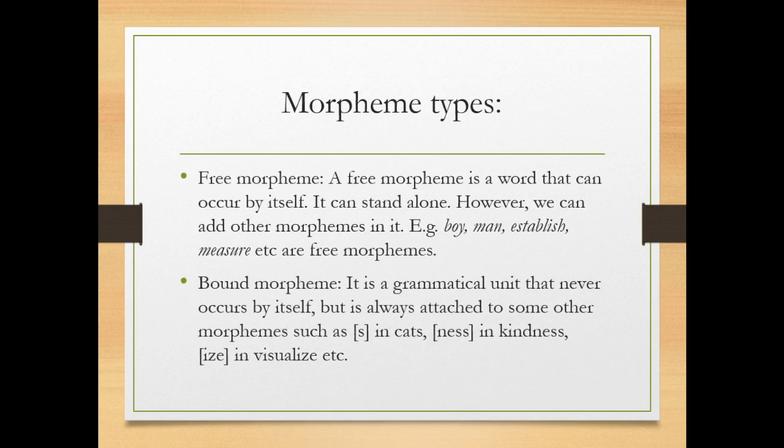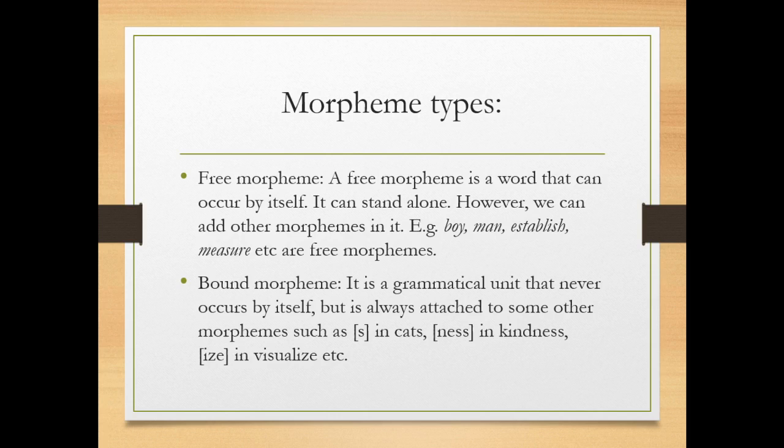Now look at the types of morpheme. There are two main types of morpheme. Free morpheme. A free morpheme is a word that can occur by itself. It can stand alone. However, we can add other morphemes to it. For example, boy, man, establish, measure, laptop, class, student. These are free morphemes because they can stand alone. Bound morphemes. It is a grammatical unit that never occurs by itself. It is always attached to free morphemes, such as this is attached to cat, cats.